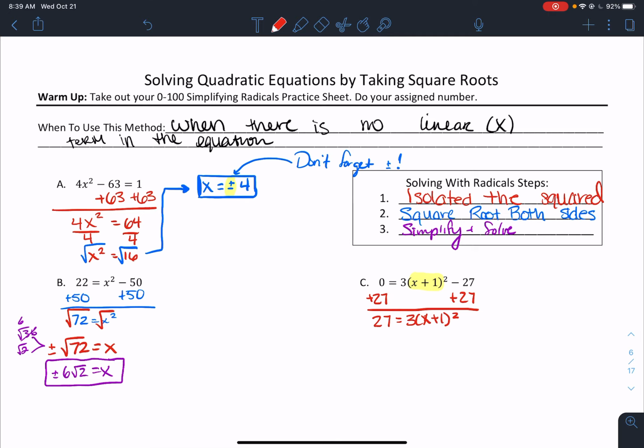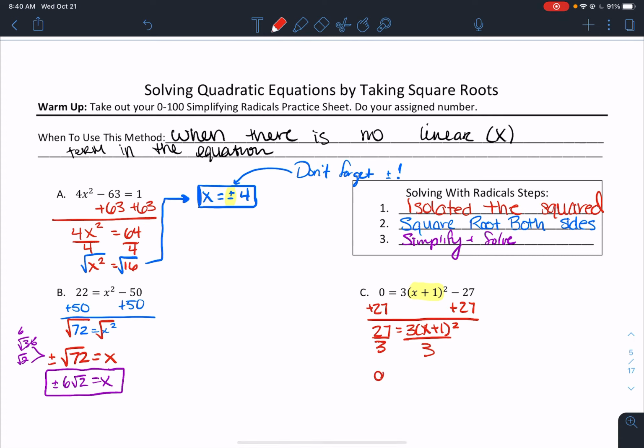Now I need to still isolate that x plus 1. So I'm going to divide that 3 out. Some of you may be tempted to distribute the 3 in, but you can't do that because there is an exponent on this set of parentheses. If we were simplifying, we would need to deal with our multiplication and our exponents before we deal with the distribution or multiplication. All right, so I'm going to divide the 3 out, and that'll give me 9 equals x plus 1 squared.